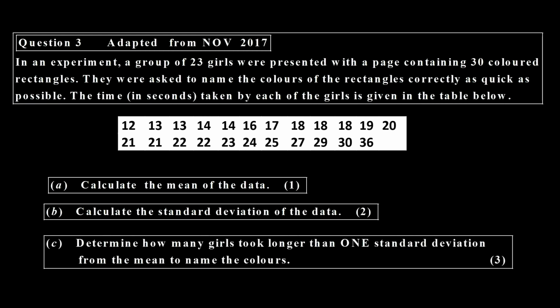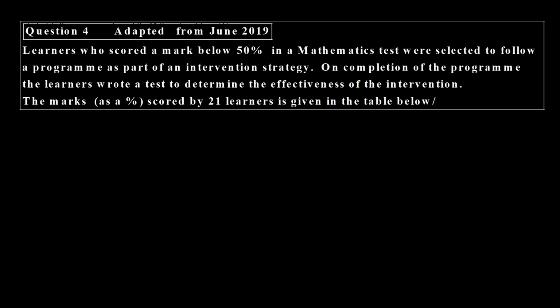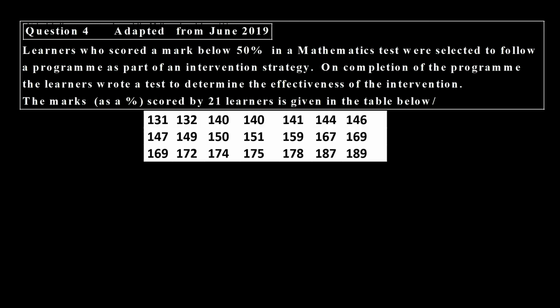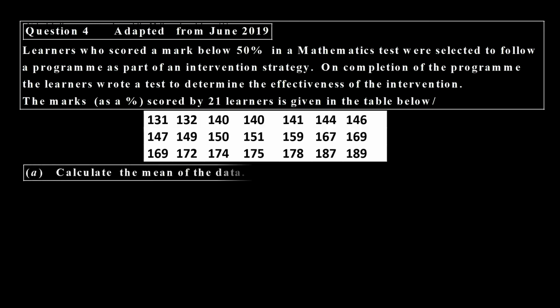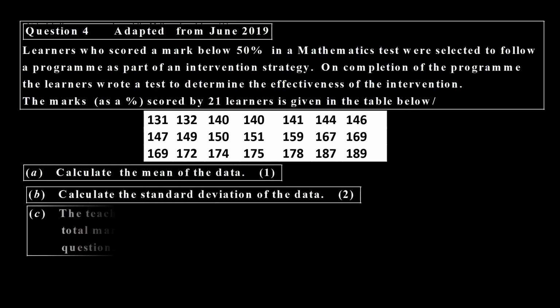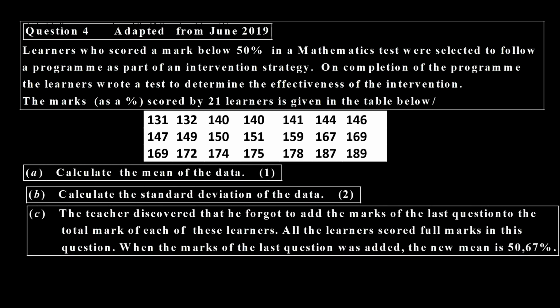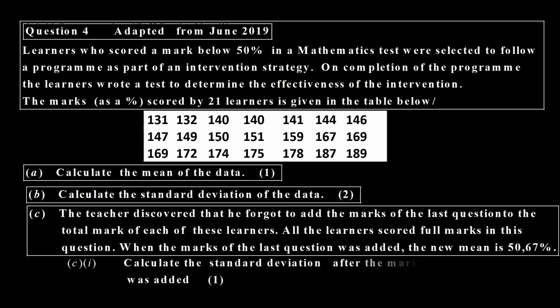Okay, this is always the type of question that you will encounter. Here's one more question. It's adapted from the June 2019 paper. Here we have data of 21 learners, and again there calculate the mean, calculate the standard deviation, and here's the interpretation of the mean with two questions there.